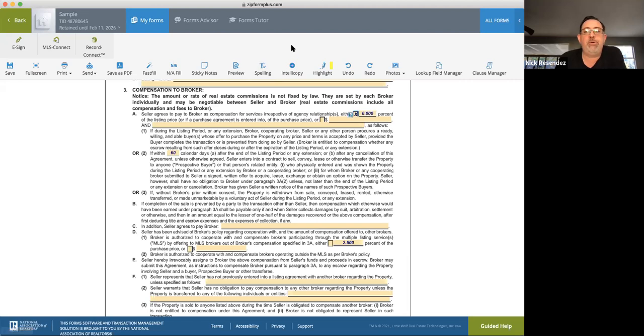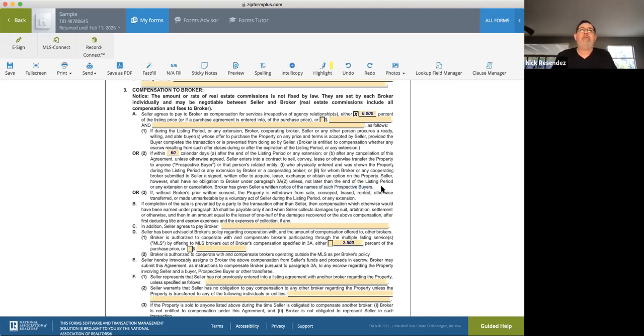The first one here, or two, it says, if within a certain time frame after the end of the listing period, an expiration, or possibly a cancellation, the seller sells within whatever time period you put, you notice I have 60 days here, to somebody who physically entered and was shown the property, or for whom the broker, you or any cooperating broker, submitted a written offer on the property, you can still potentially be due a commission provided that you give a written notice of the names of the prospective buyers.